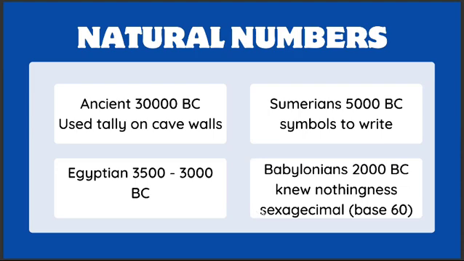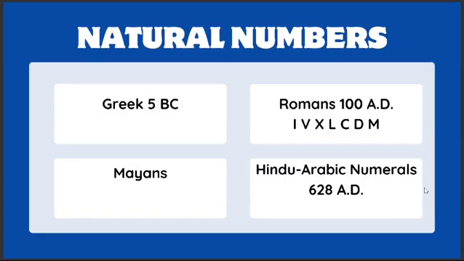Moreover, they used a decimal. They used a number system, which is called the sexagesimal number system, which is base 60 number system. Natural numbers were later on developed and used by Greeks in 5 BC, then Mayans and Romans in 100 AD also used symbols for natural numbers.